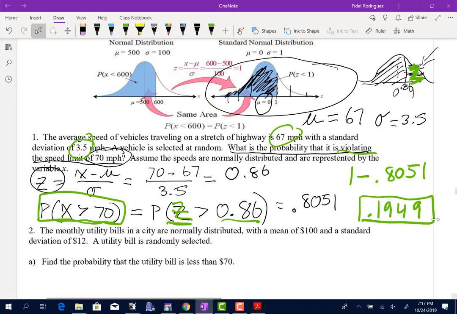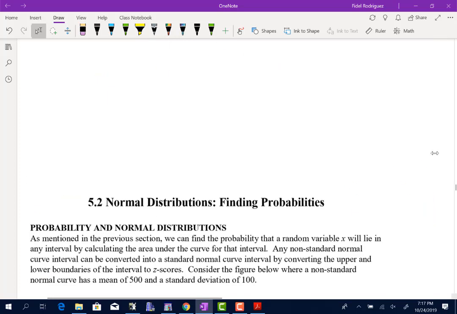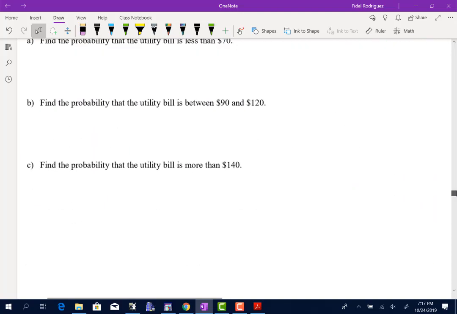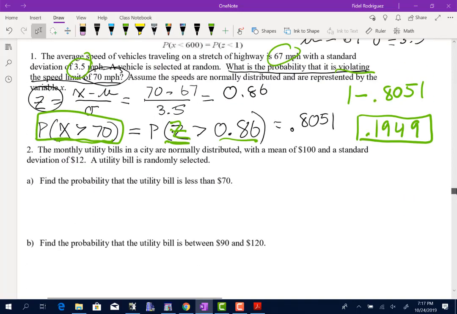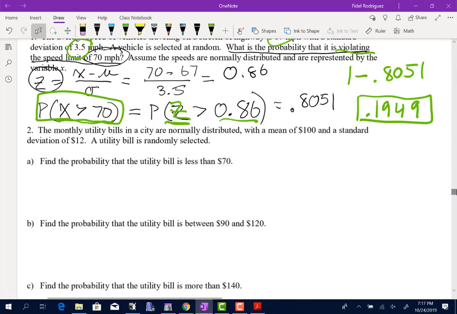So look, guys, let's try another one just to make sure we're getting the idea here. We're going to do a couple, guys. Don't worry. Okay, so let's take a look at the next one here. It says monthly utility bills are normally distributed with a mean of 100 and a standard deviation of 12. A utility bill is randomly selected. Find the probability that the utility bill is less than 70.